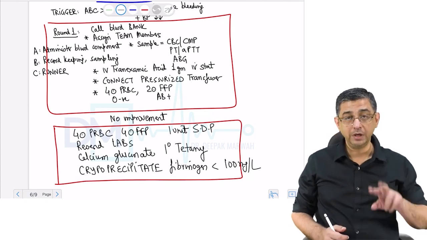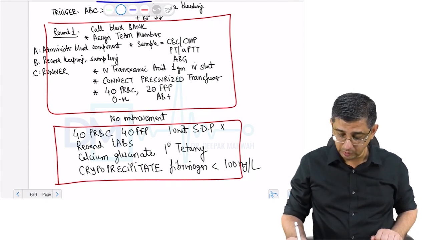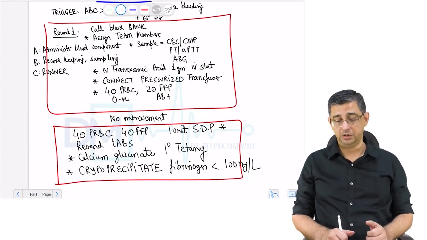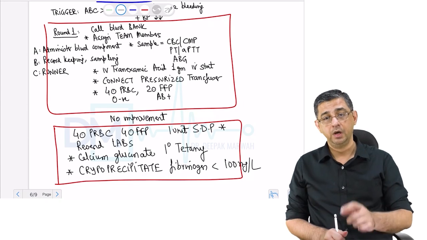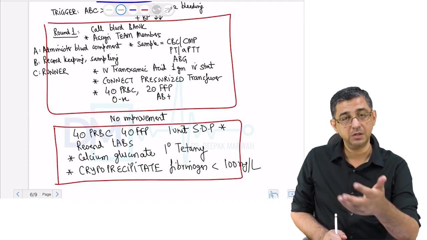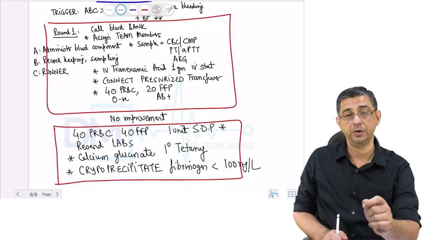So do remember the fact that in round number 2, 3 extra things are being done. What are the extra things being done? You are giving platelets to the patient, you are giving calcium to the patient, and you are giving cryoprecipitate to the patient. This was not done in round number 1. Round number 1 is about tranexamic acid and obviously RBCs and plasma, but no platelets. In round number 2, it is platelets with calcium with cryoprecipitate.